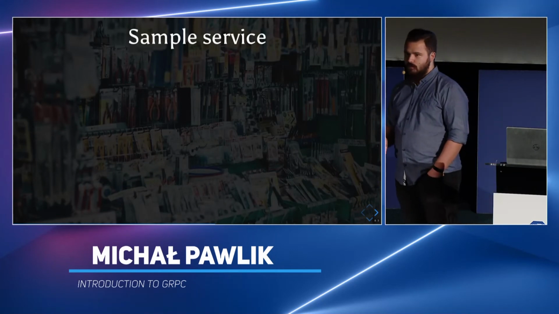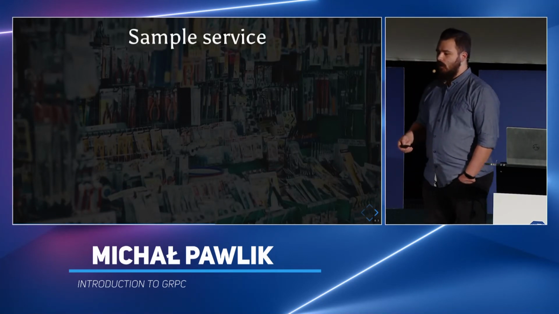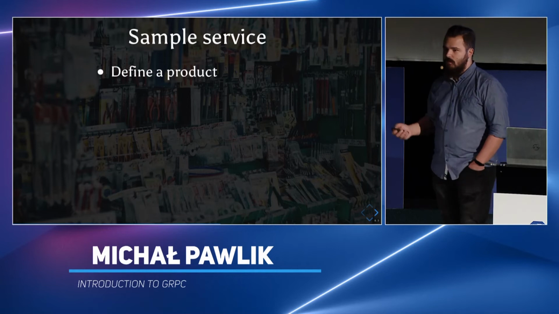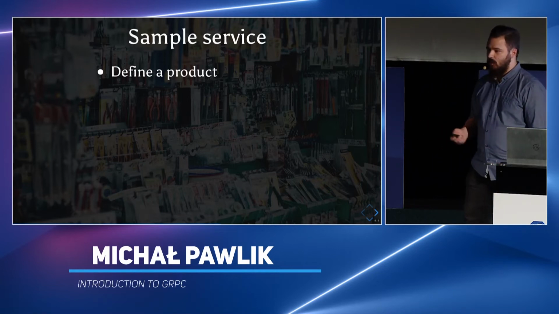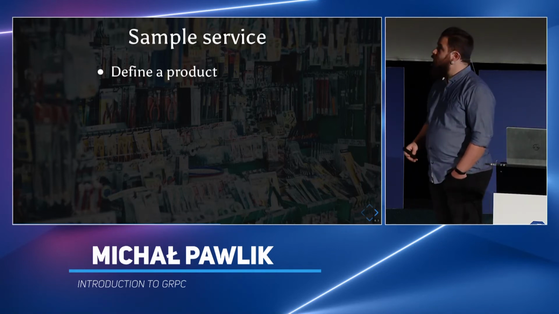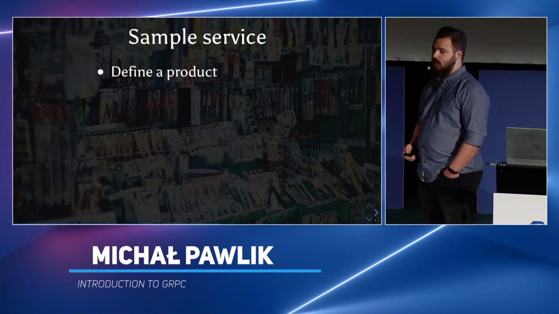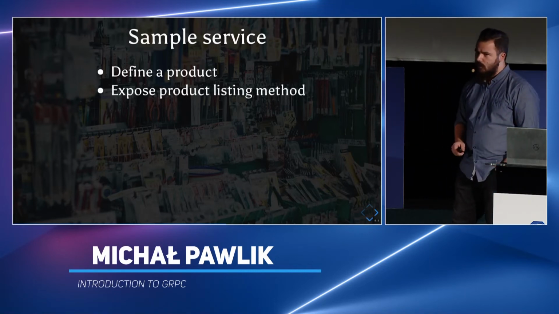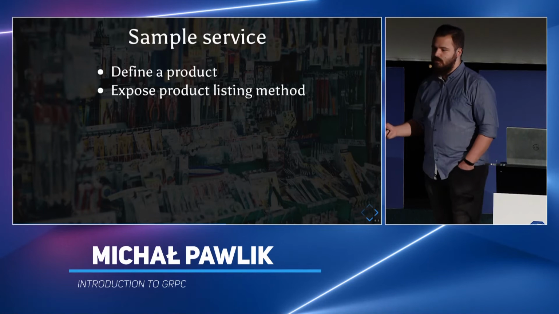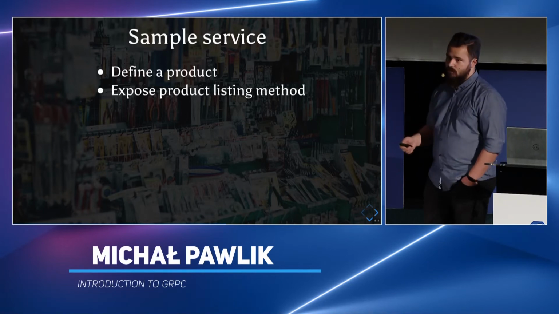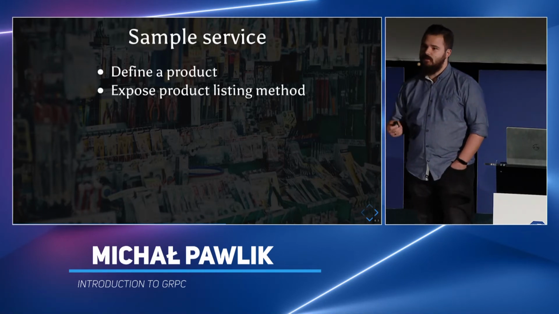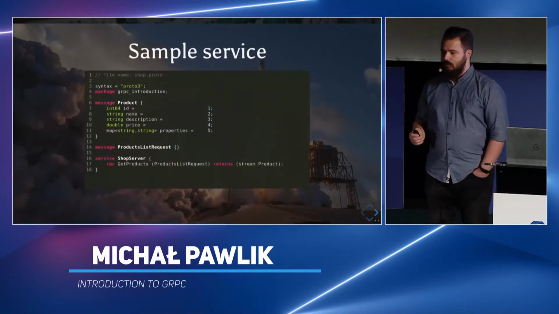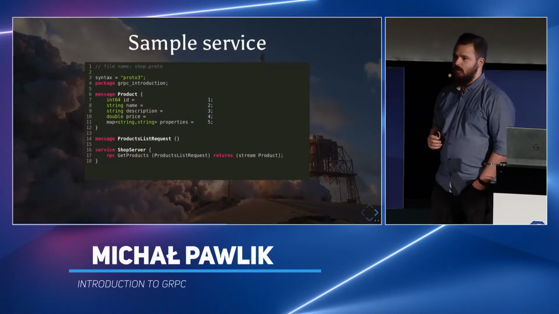So let's go through a real-life example. Let's define a shopping service. The shop has something like a product that it can offer to the client, and this is a very early stage. We only allow users to list products. So there is no buying things, nothing of this kind. So how would we approach this?